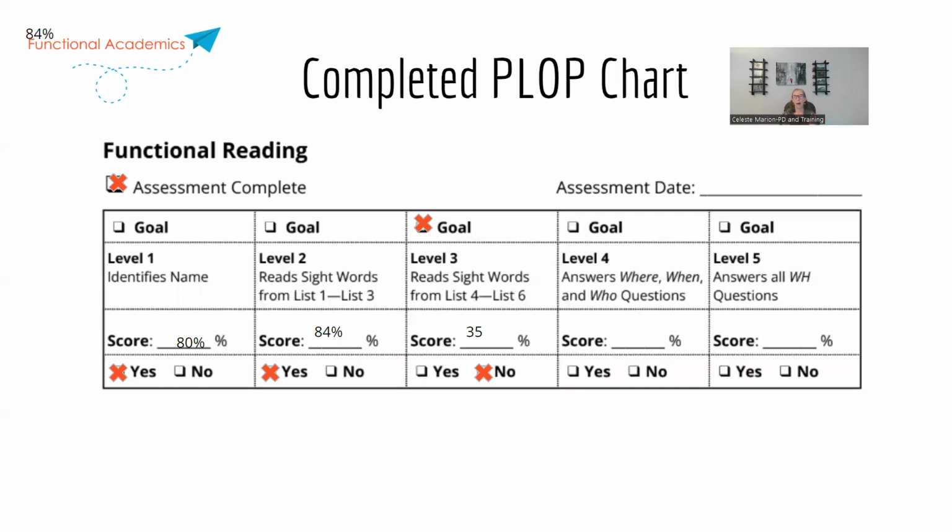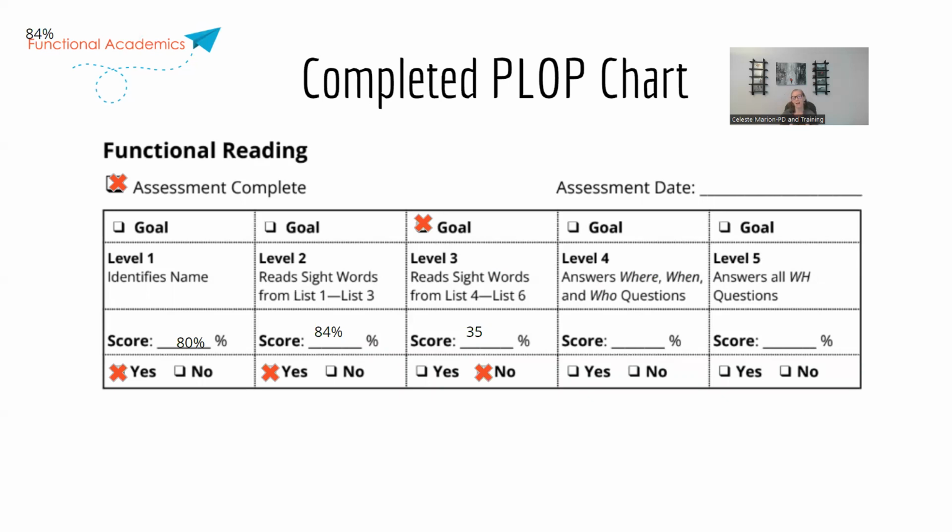When you have your completed plot chart, you can see here that this student can pass level 1 to identify their name. This is secondary. Can pass level 2, reading most of the sight words off lesson 3. And they're on level 3 right now. We want to begin the program with the student where they need to be, which means one step beyond, one level just above where they are at.